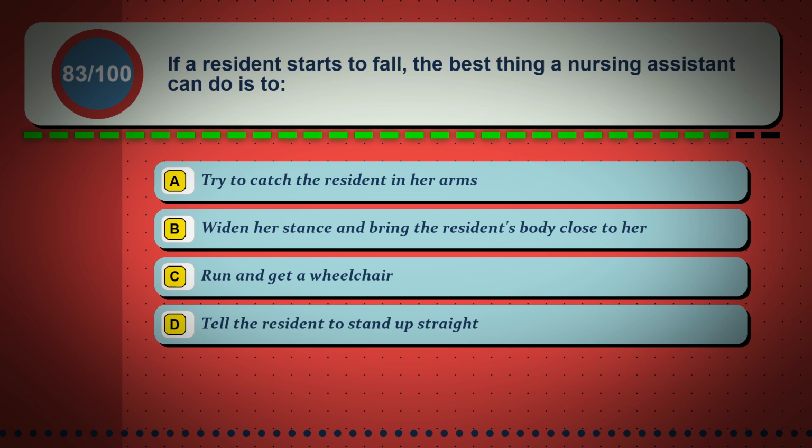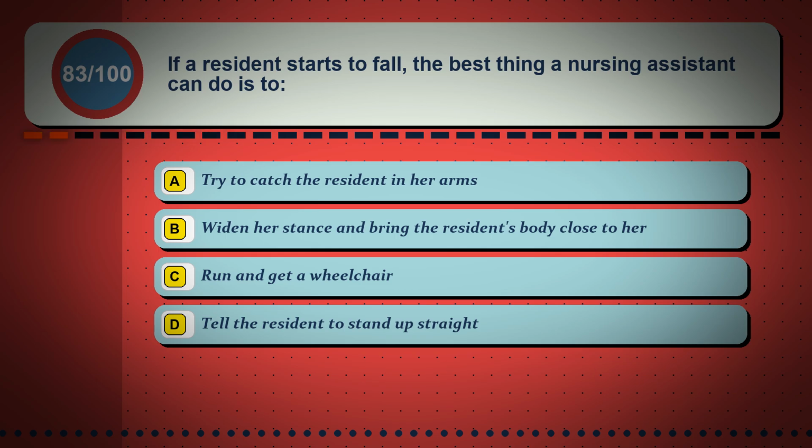Question 83. If a resident starts to fall, the best thing a nursing assistant can do is to: Option A, try to catch the resident in her arms. Option B, widen her stance and bring the resident's body close to her. Option C, run and get a wheelchair. Option D, tell the resident to stand up straight.